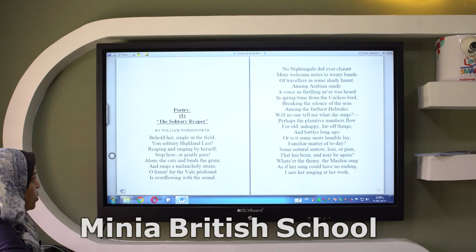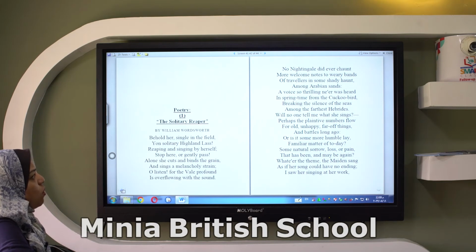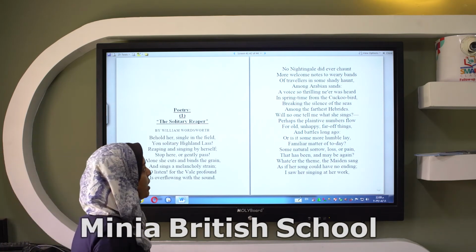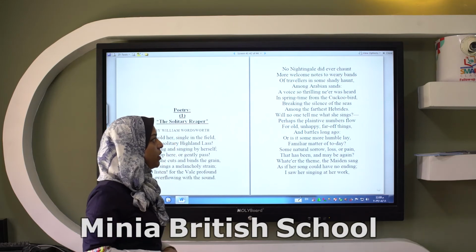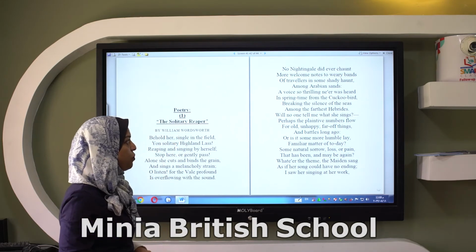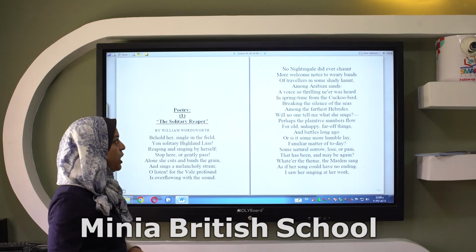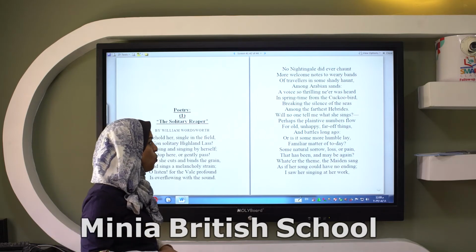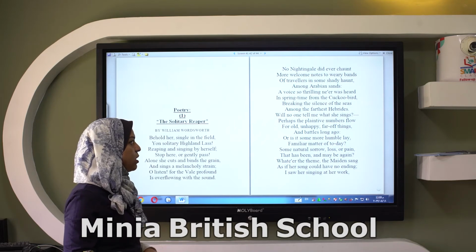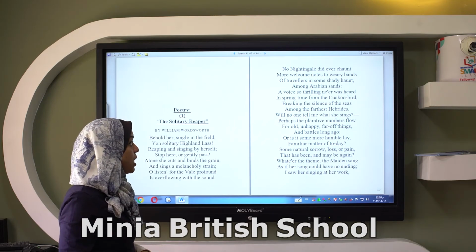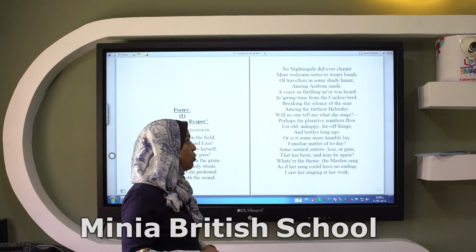Here I will try to read this part. Now Nightingale did ever chant more welcome notes to weary hands of travelers in some shady hunt among Arabian sands. A voice so thrilling near was heard in springtime from the cuckoo bird, breaking the silence of the seas among the furthest Hebrides. Will no one tell me what she sings?